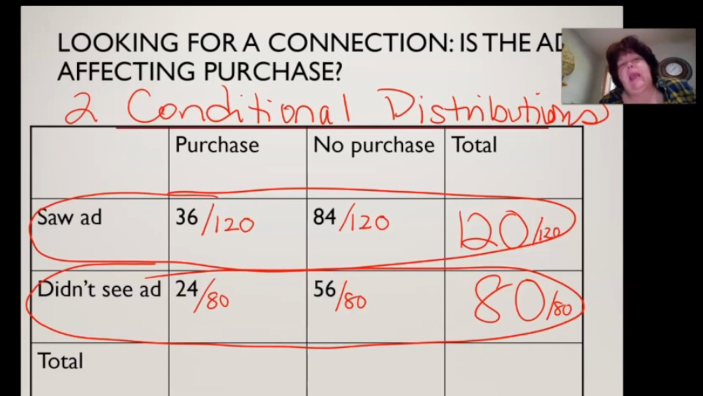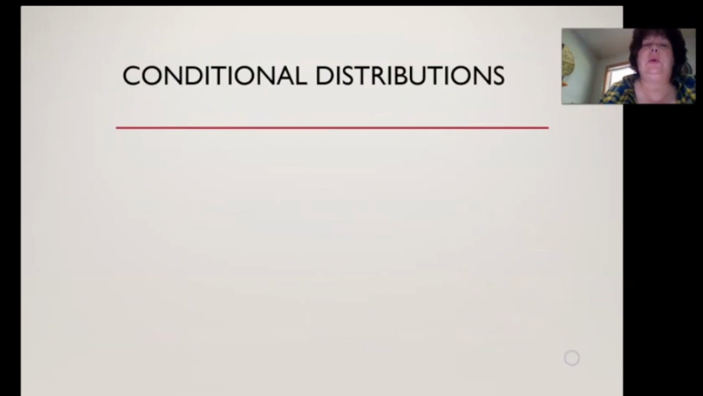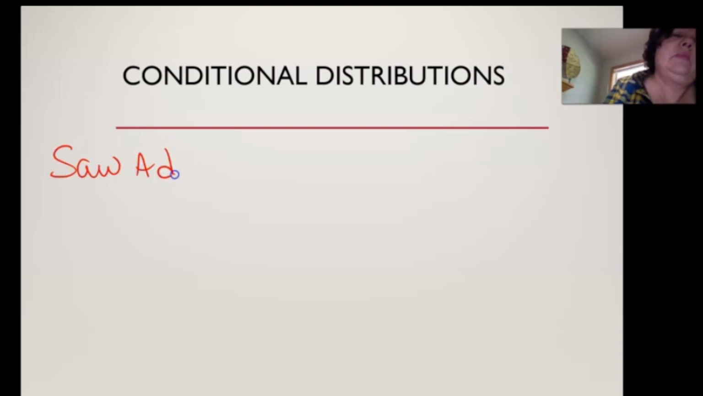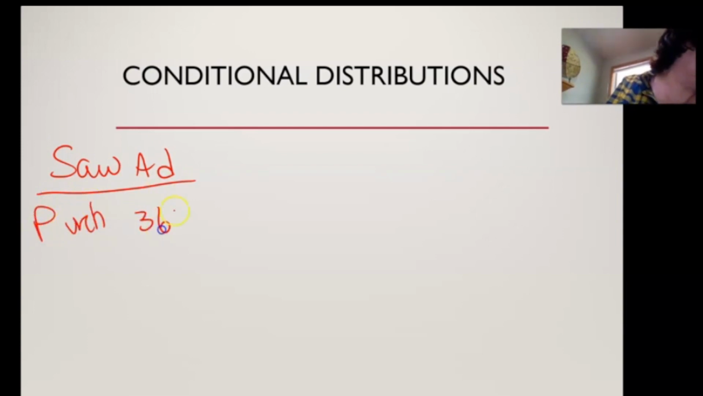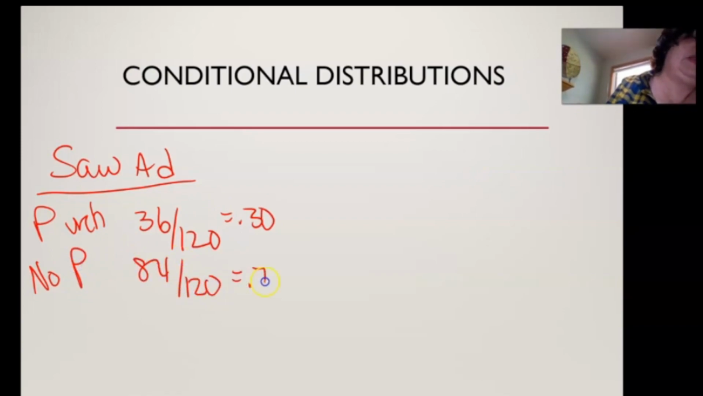One is for the group that saw the ad, one is for the group who didn't see the ad. And you can see here on the next slide, we're going to find actual percents here. So for those who saw the ad, purchase was 36 over 120, which is 30%, and no purchase was 84 over 120, which is 70%.